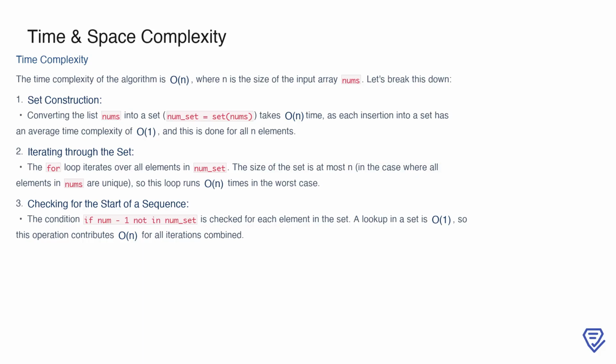Next, the algorithm iterates through the set using a for loop. Since the size of the set is at most n, the loop runs O(n) times in the worst case. Finally, for each element in the set, the condition if number - 1 not in number_set is checked. This lookup operation is O(1) for each check, so across all elements, the total contribution to the time complexity is also O(n). These steps together give us a time complexity of O(n).